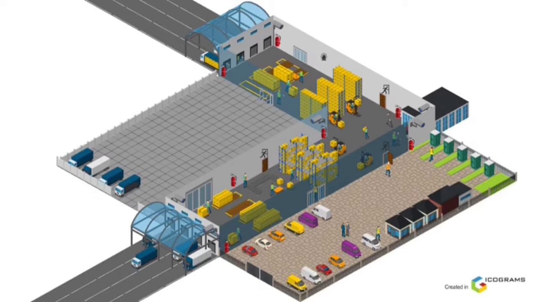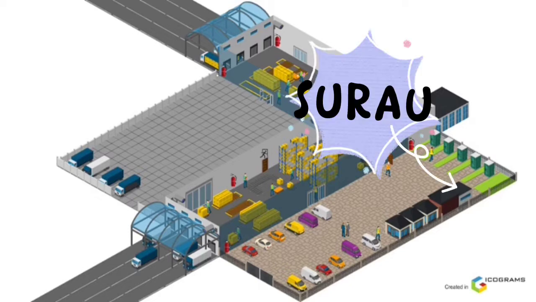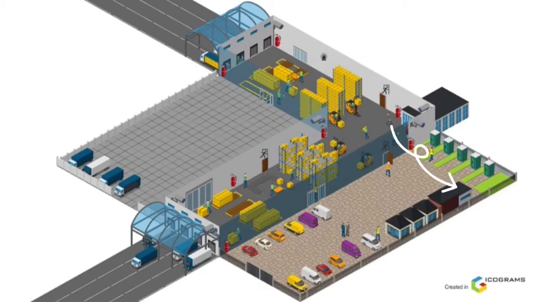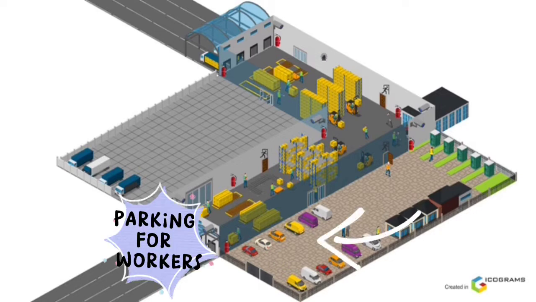The second one is surau. Our warehouse also provides a surau in the work area. This is to make it easier for Muslim workers to perform their prayers so as not to miss them, in addition to giving them comfort for prayers. Third is parking. Parking for employees is also provided by us. This is to provide safety for the vehicles used by our employees.